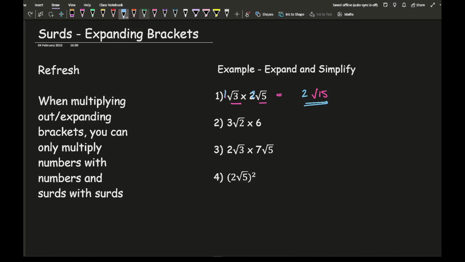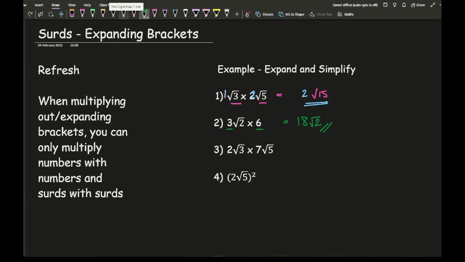Now here with question 2, I've got a number being multiplied by another number, so I can work with that. So 3 times 6 is 18. And then I've just got a root 2. There's no root attached to the 6, so it's just going to be 18 root 2. And there's the final answer.